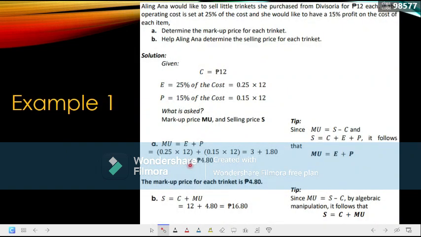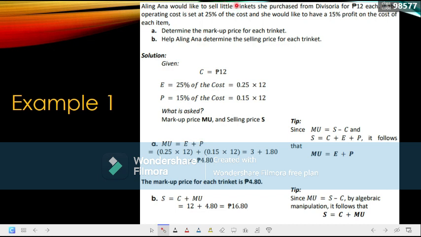So let's have an example. Aling Ana would like to sell little trinkets she purchased from Divisoria for 12 pesos each. If the operating cost is set at 25% of the cost, and she would like to have a 15% profit in the cost of each item. Letter A, determine the markup price for each trinket. Letter B, help Aling Ana determine the selling price for each trinket.